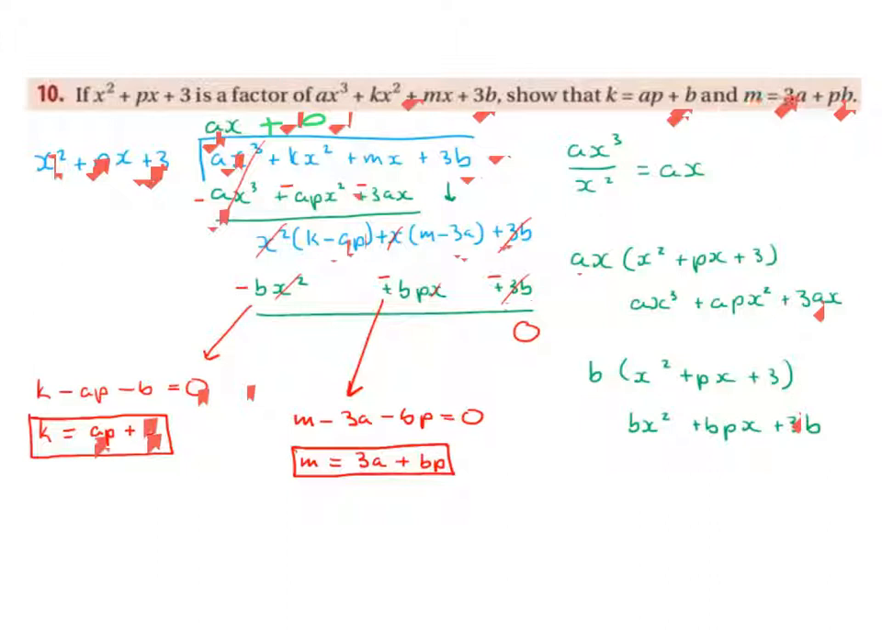And now we just want to get the m on its own. So the minus 3a comes over, becomes plus 3a. The minus bp comes over, becomes plus bp. So m is equal to 3a plus bp.